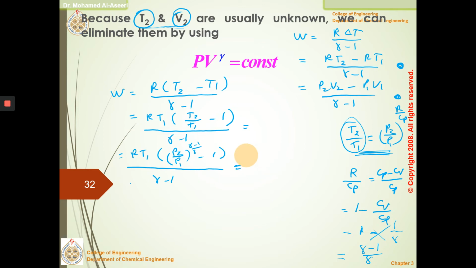This by its own is an excellent equation because I don't have T2 anymore. I don't have V2 anymore. I can use it. Wonderful. To calculate what? To calculate W.